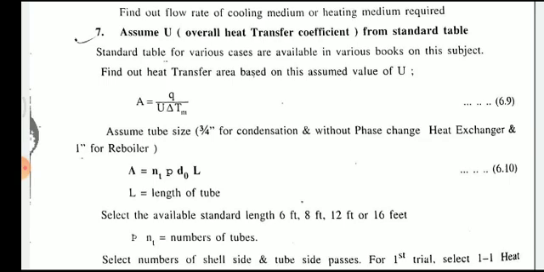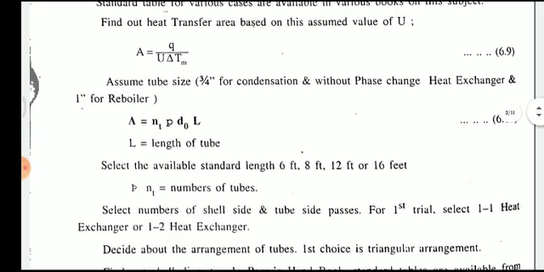heat transfer area. So the overall heat transfer coefficient U, so A is equal to Q by U of delta T. Okay. So range of 3 by 4 inch, for condensation and without phase change heat exchangers.